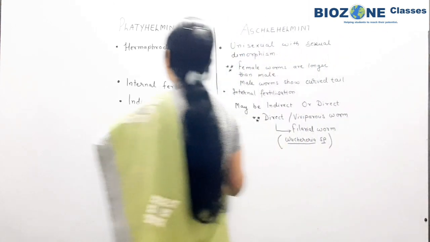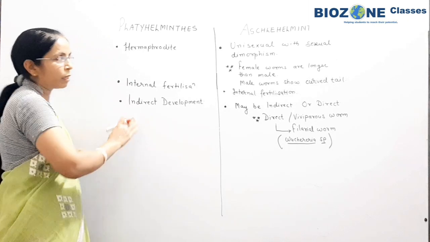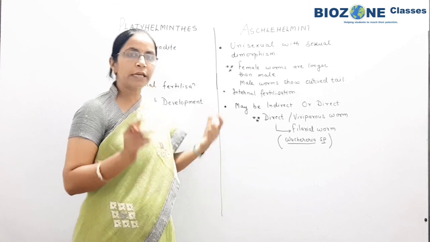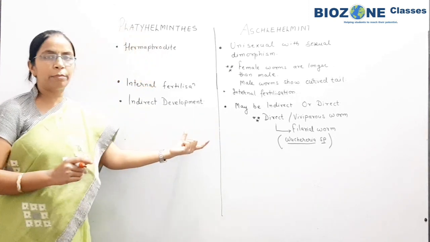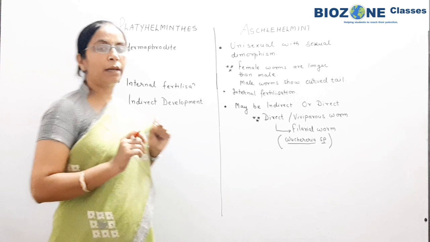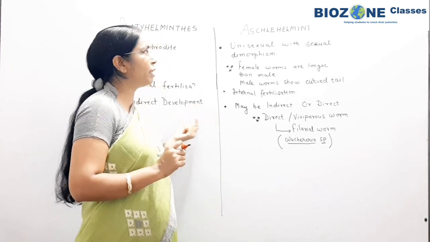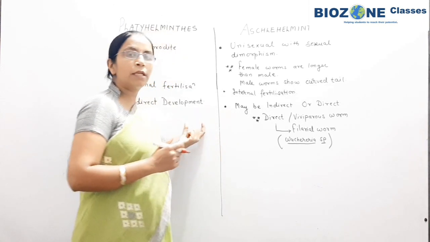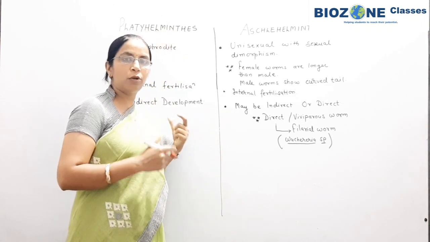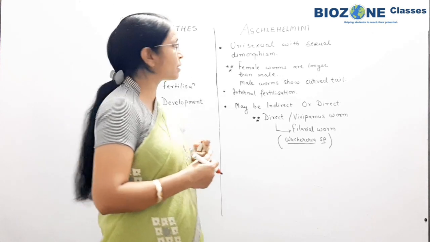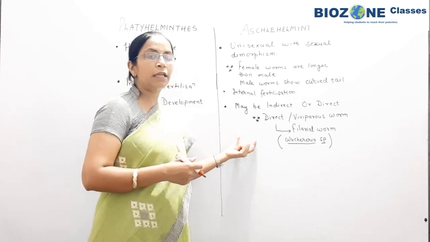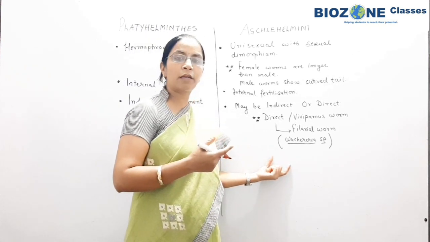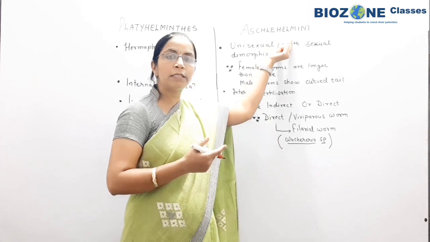Okay, so this thing you remember, indirect development is only present in Platyhelminthes, whereas Aschelminthes show both direct and indirect development. Secondly, in both classes, most of the members, not all, are parasites. Platyhelminthes are mostly parasitic, appearing as endoparasites as well as ectoparasites in animals. But in Aschelminthes, again, I will reconnect this to 12th because they are commonly called nematoda.